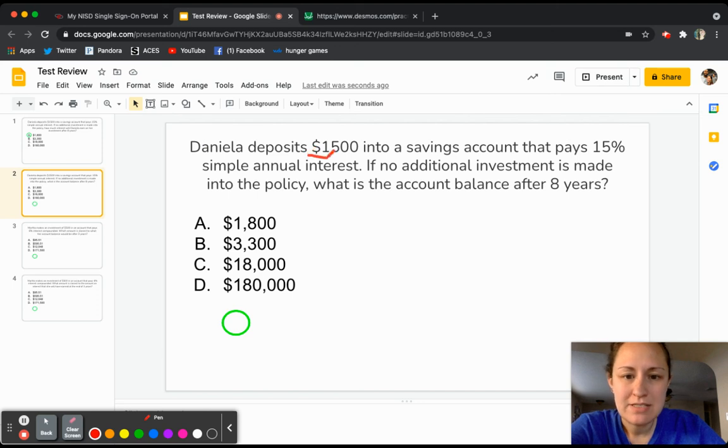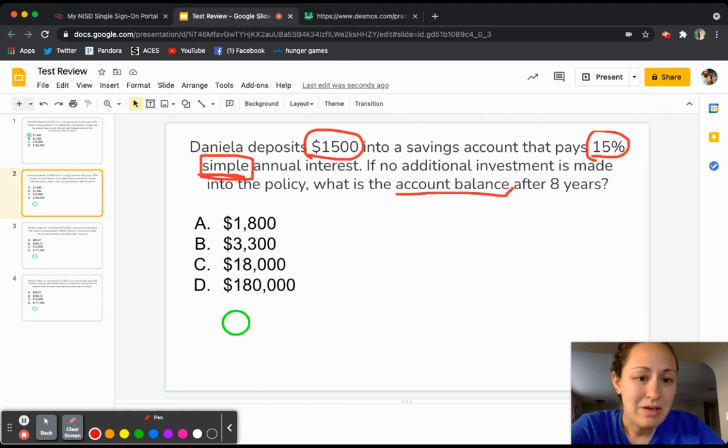So Daniela deposits $1,500 into a savings account that pays 15% simple annual interest. Again, that is the most important part. It is telling us which formula to use. Simple annual interest. If no additional investment is made into the policy, so she's not putting in any more money, she's not taking any out, we want to know what is the account balance after 8 years.